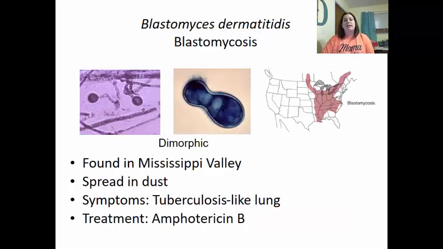Blastomyces dermatitidis is also going to be dimorphic. It is found in the Mississippi Valley that we see here in the picture, and it is also spread by dust. The symptoms are tuberculosis-like lung symptoms, and again, the treatment is going to be amphotericin B.